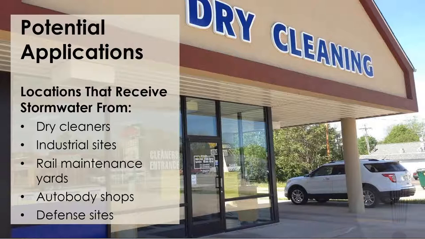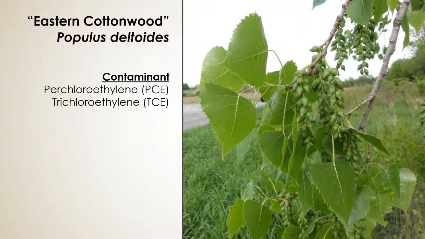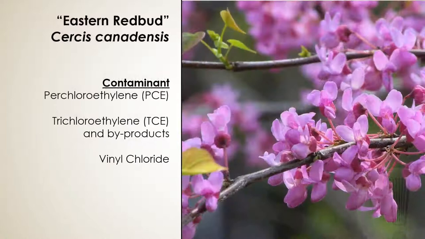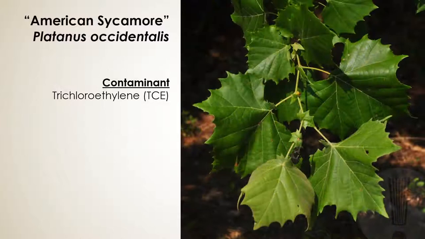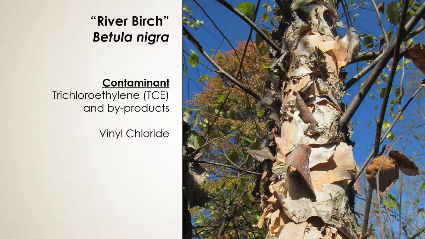I mentioned rocket propellants. So American sweetgum, it's been shown to have the ability to phytoremediate trichloroethylene, TCE. Cottonwood, PCE and TCE, that's perchloroethylene and trichloroethylene, along with several others I'm not going to attempt to pronounce, because I know that I'll butcher those. Eastern redbud, silver maple, American sycamore, river birch. Some of these would be great species to have in parking lots around dry cleaners, I think. Pin oak.